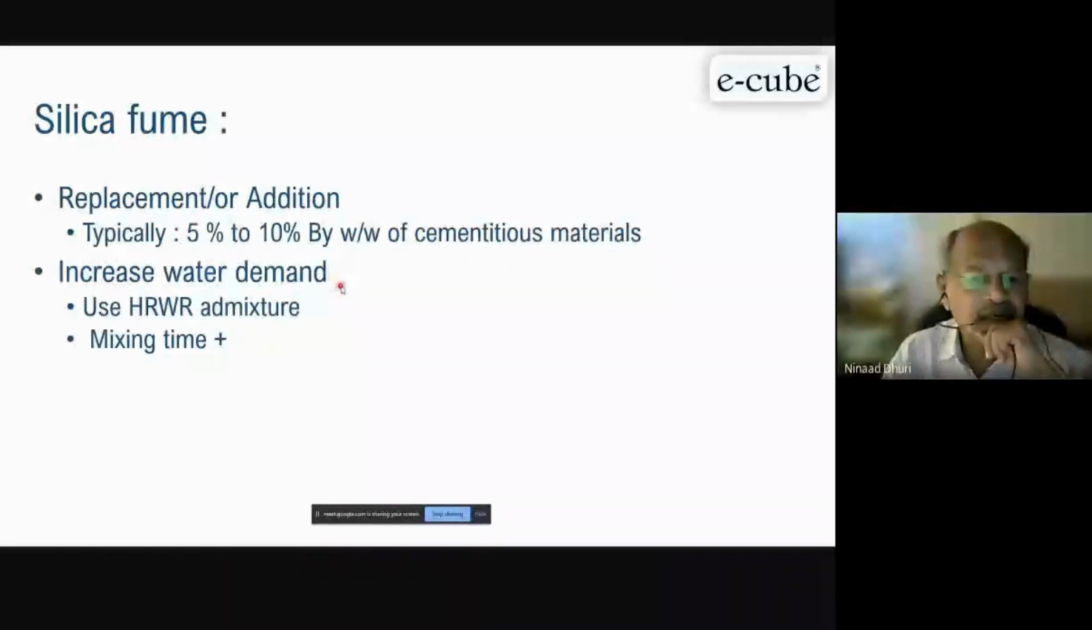It increases the water demand because it is a very fine material. Use high range water reducing agent. We are using PC based, polycarboxylate admixture most of the time. But I remember when we were working on the JJ flyover, you must have heard of it, in Mumbai, around a 2.2 kilometer viaduct. There we used M75 concrete for the first time in the country, and at that time PC admixture was not available.